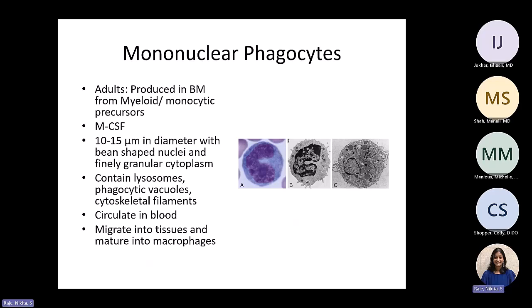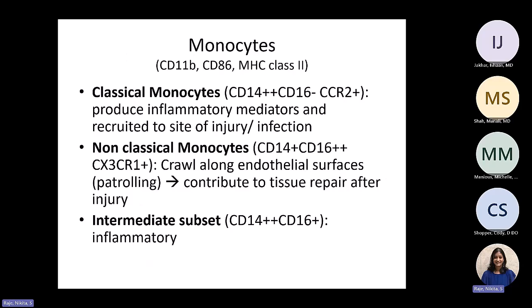What are those vacuoles? The macrophages contain lysosomes, these phagocytic vacuoles, that are important for their function. They are in the blood till they get to the tissue. Once they migrate into the tissue, they mature into macrophages, as we talked about. But we want to talk about the monocytes, the ones in the blood, right?